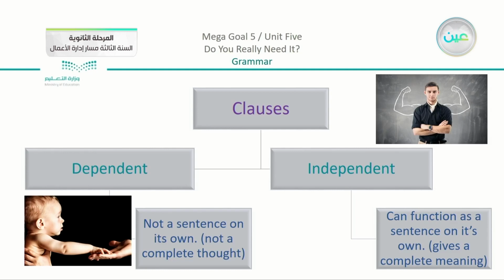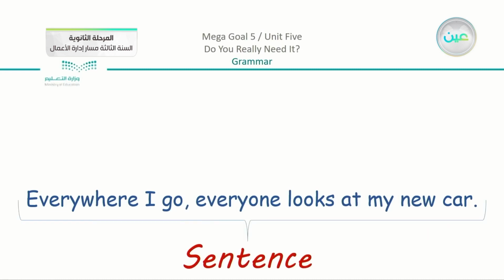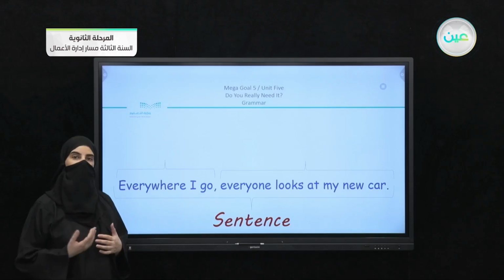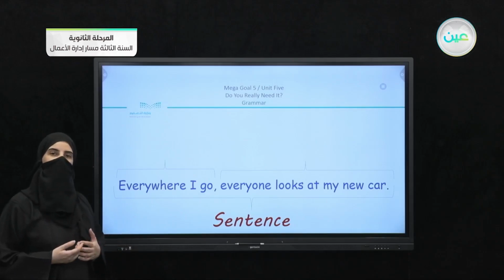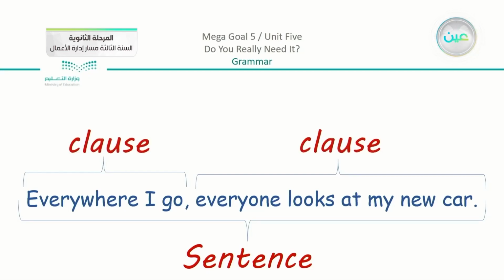Now, going back to our basic title, which is about adverb clauses, we are going to say that dependent clauses are actually adverb clauses. Going back to our example here, we said something about a complete sentence, and we have here the two clauses, as we mentioned. But if I just say, everywhere I go, do you understand? Does it give you a complete meaning here? No, actually, if I just tell you everywhere I go, there is something missing, which means that we have here a dependent clause.